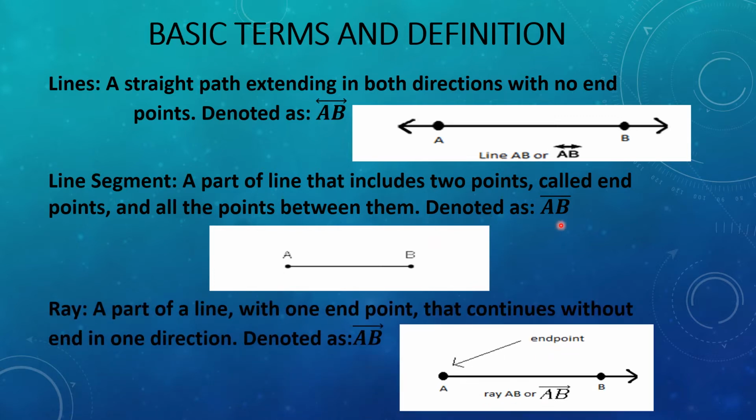The next is ray. A ray is a portion of a line which has one endpoint and extends forever in one direction. Here you can see that ray AB is a portion of line AB with one endpoint and extending in one direction, and it is endless and it is denoted as ray AB.